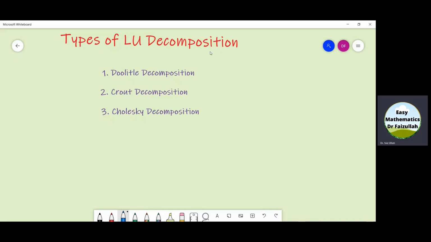The LU decomposition is a technique which is used to solve system of equations. The LU decomposition has three types: the Doolittle decomposition, the Crout decomposition, and the Cholesky decomposition. In this video, we shall explain all these three types of the LU decomposition.